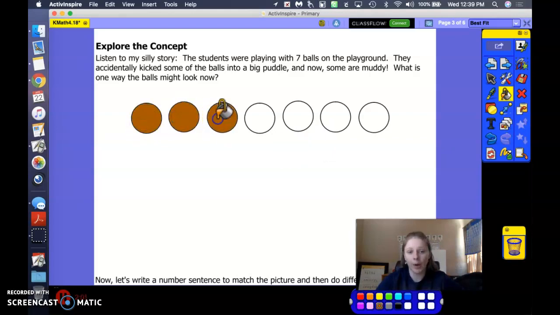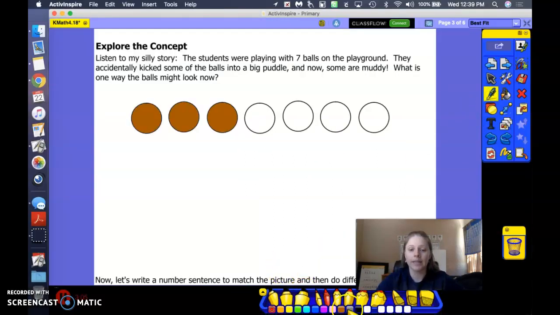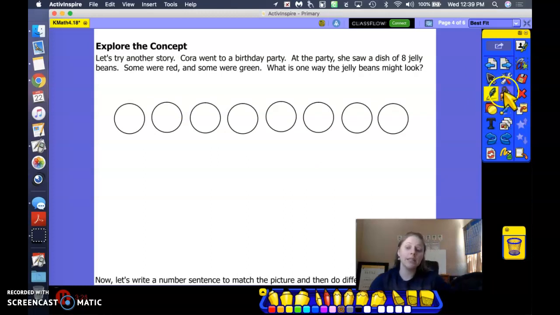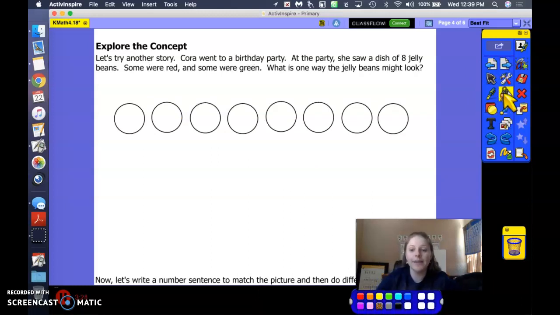So 3 of our balls landed in the mud. 3, let's write our number sentence. 3 muddy balls plus how many clean? 4. Good. And all together, how many do we have? 7. Great job, friends. All right. Now, it's important that you can use this story and make your own story. So how many would you like to add in our story?